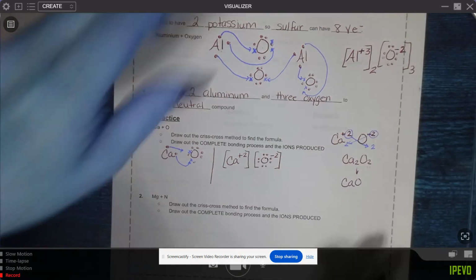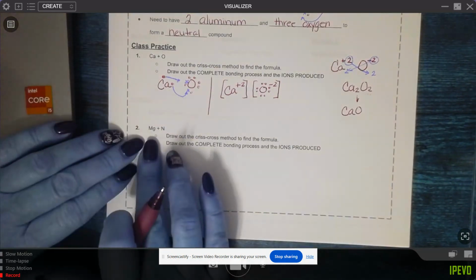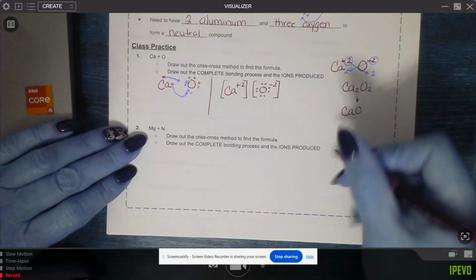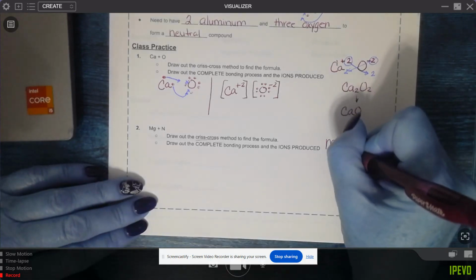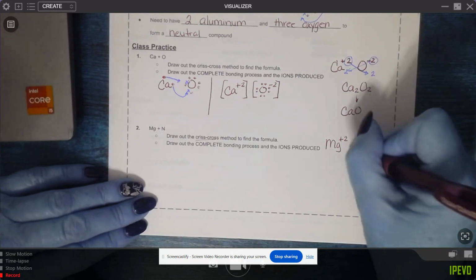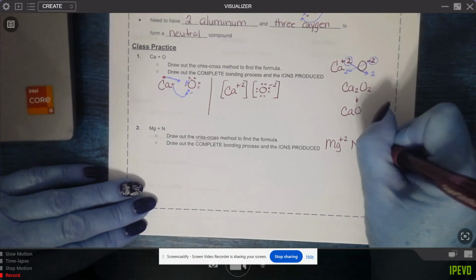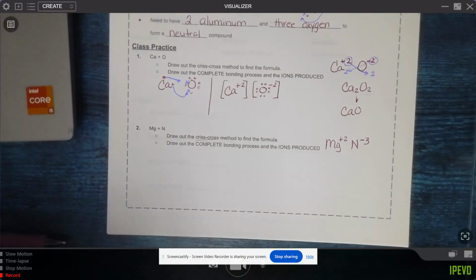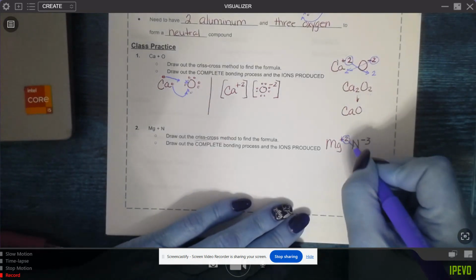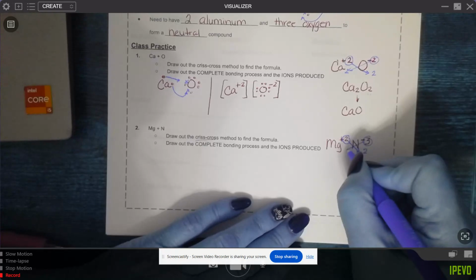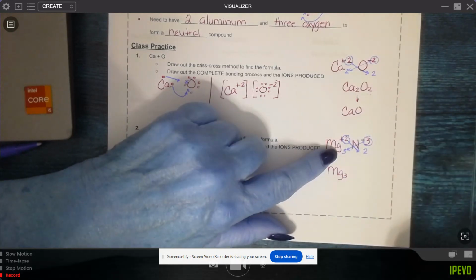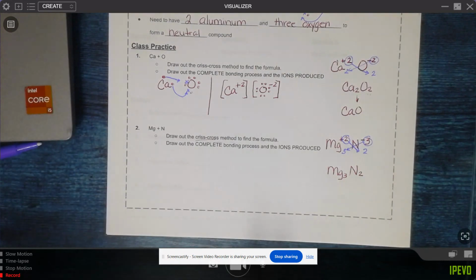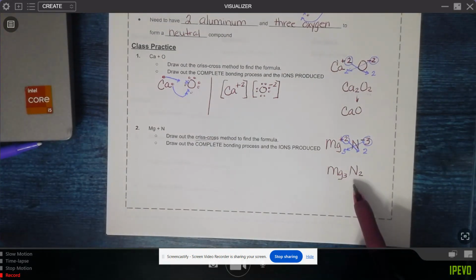All right. Let's try this same thing with magnesium and nitrogen. Again, we're going to use the crisscross method to find the formula first. Magnesium's in group 2, so it's going to form a +2 ion. Nitrogen is in group 15, so it's going to form a -3 ion. Again, the charges crisscross down and become the subscripts. So the formula for our compound is Mg3N2. Now, notice that I do not include my charges in my subscripts. Your formula will never include charges.